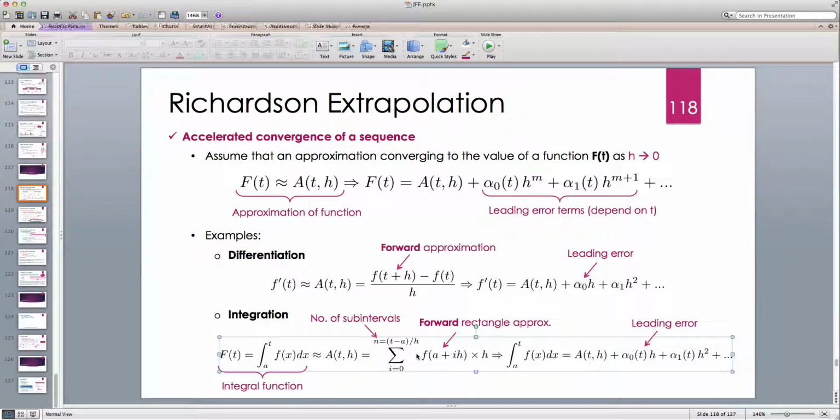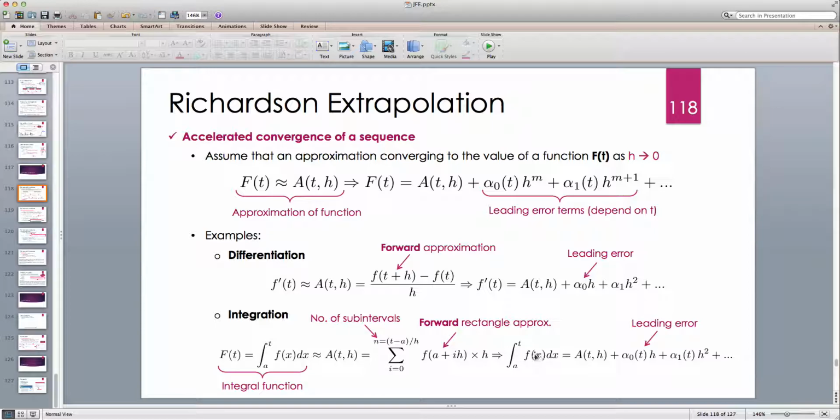And two obvious examples that are also very important are differentiation, f prime of t. If we want to numerically calculate the f prime of t, we calculate it as f of t plus h minus f of t over h, where h goes to 0 eventually. And we know that for this simple forward approximation, the error is linear in h, then h squared, etc. For integration, if we define an integral function from a to t, a is fixed, t is varying, we can approximate it using a forward rectangular approximation or backward or center or trapezoid, Simpson, any type of method that we discussed in the past.